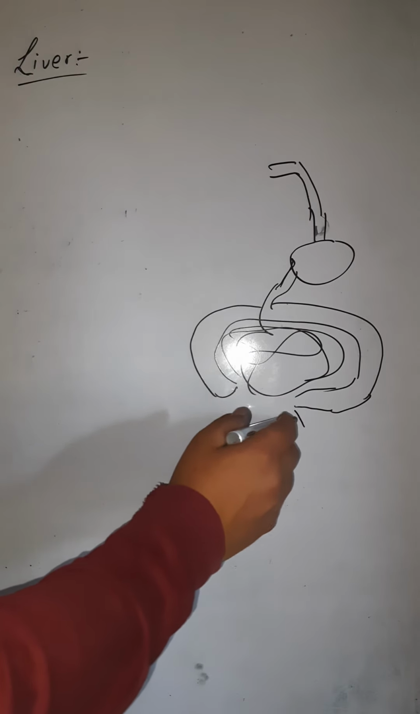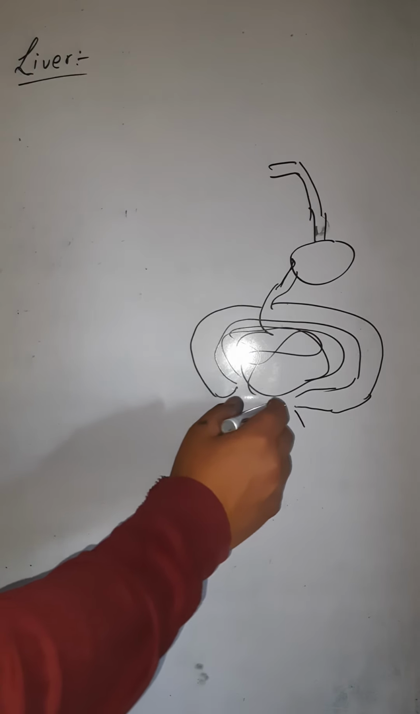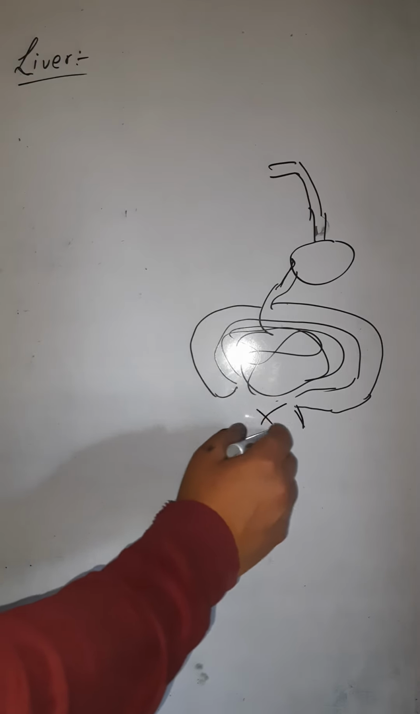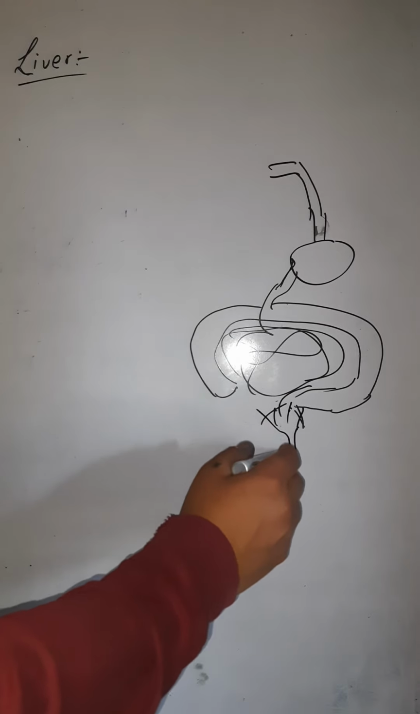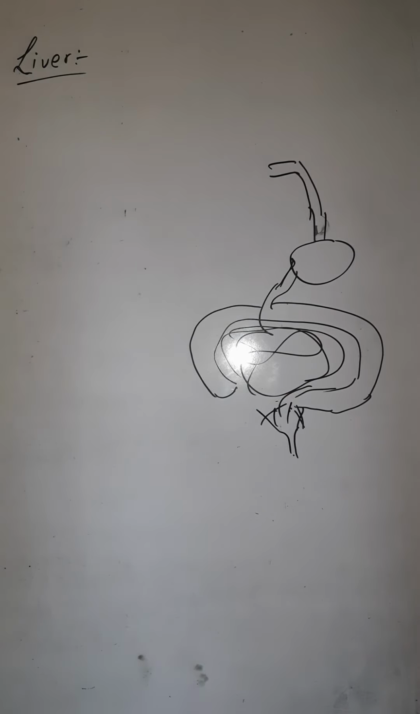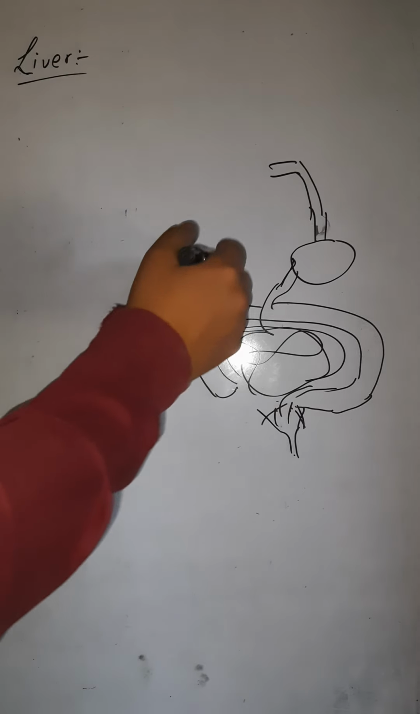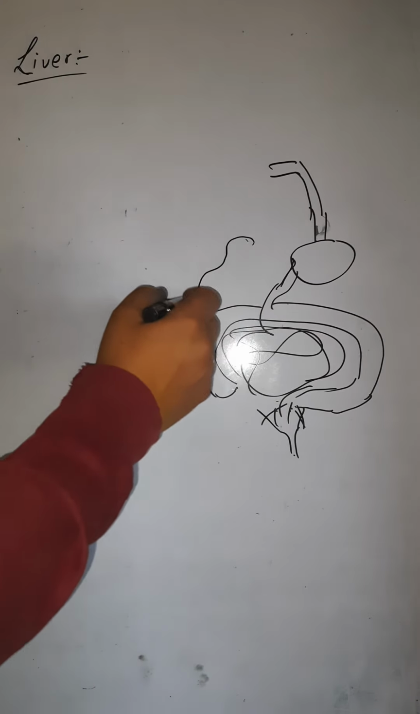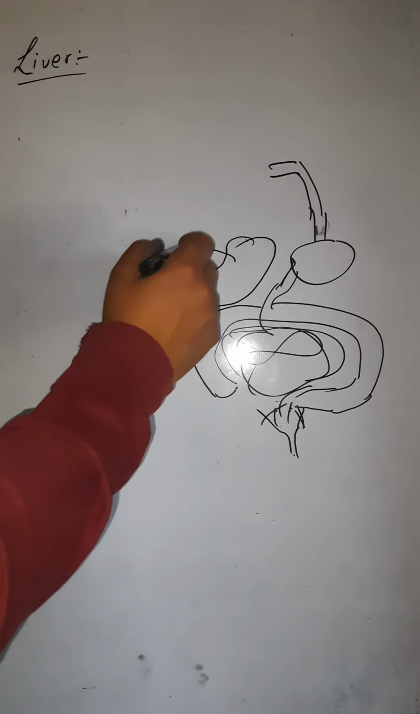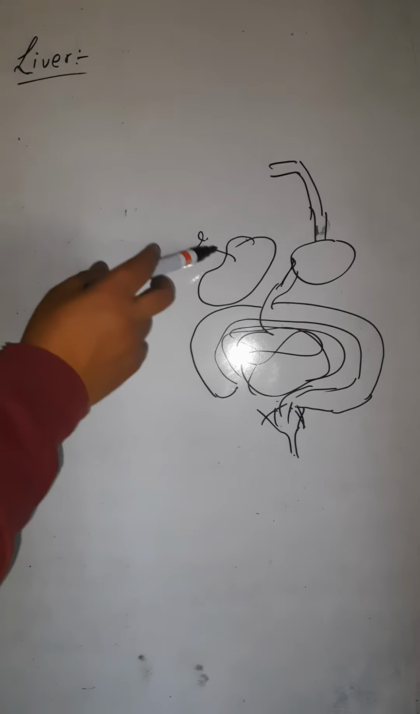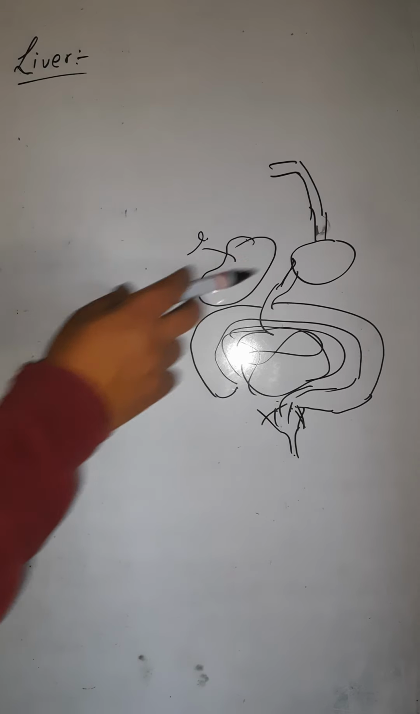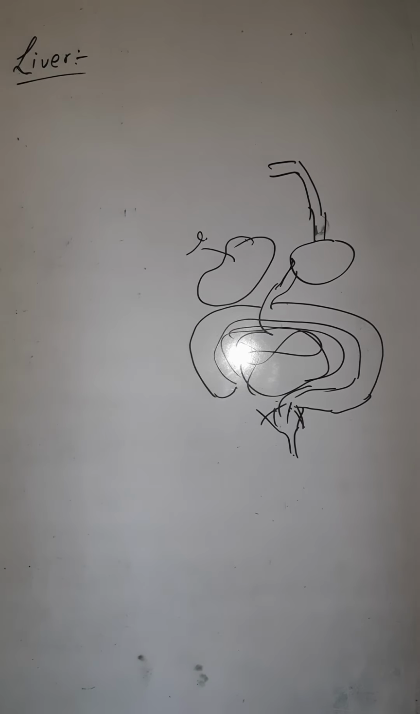This is the area of the rectum. Here the large intestine opens into the rectum. Then the undigested food comes out from the anus. This is the simple figure I have made here. Now you would have seen a big structure here, that is also called the liver. This liver is the largest gland of our human body.